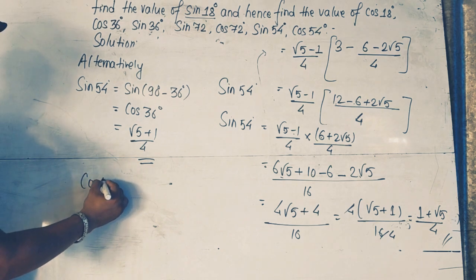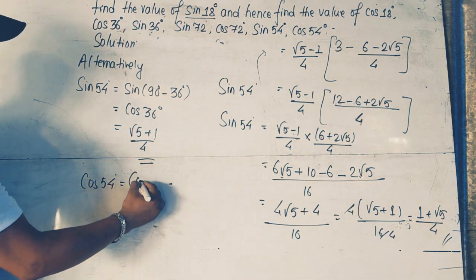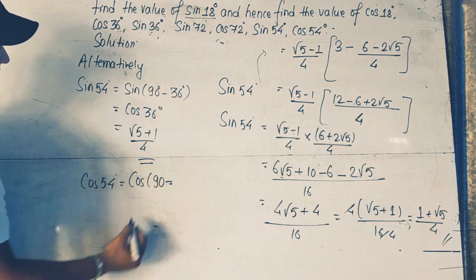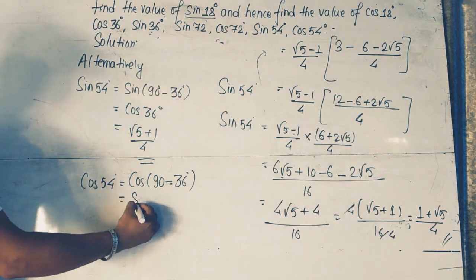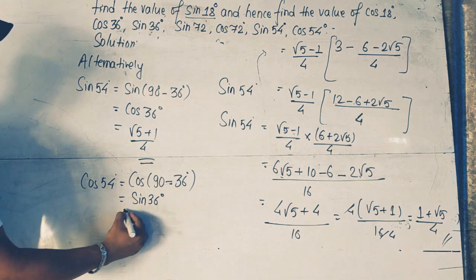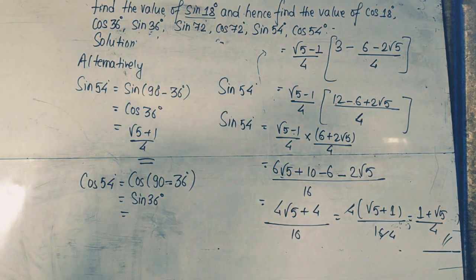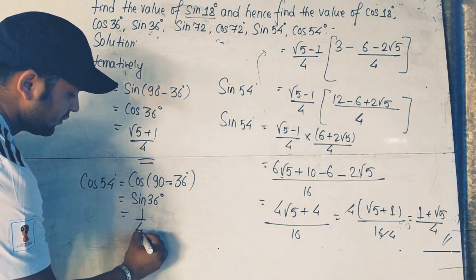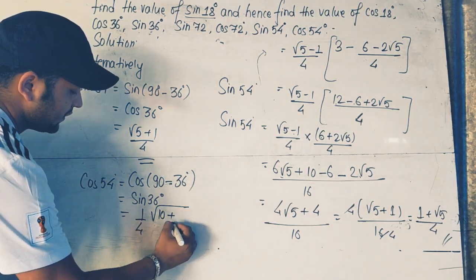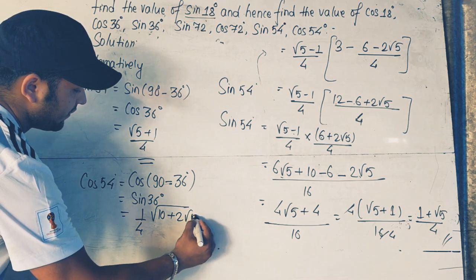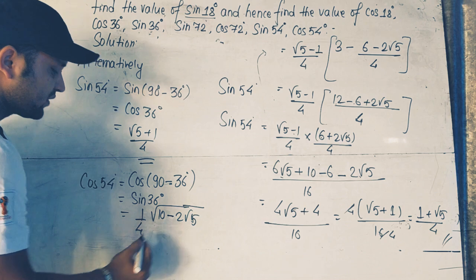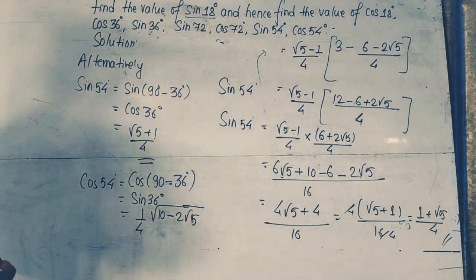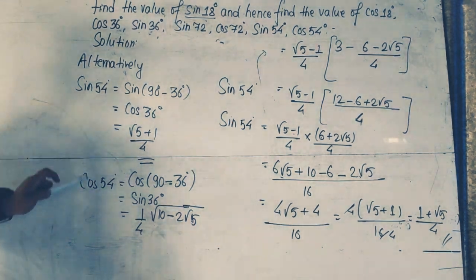You can also get cos 54 degree in this way. Cos 54 degree can be written as cos 90 minus 36 degree, because 90 minus 36 is also 54, which is equal to sine 36 degree. And previously we had obtained the value of sine 36 degree. The value of sine 36 degree was 1 by 4 root under 10 minus 2 root under 5. This was the value of cos 54 degree. So in this manner we got the value of sine 54 and cos 54.